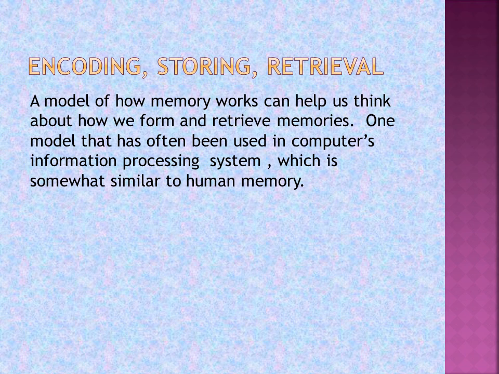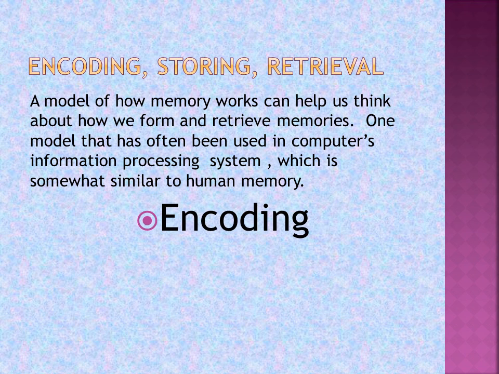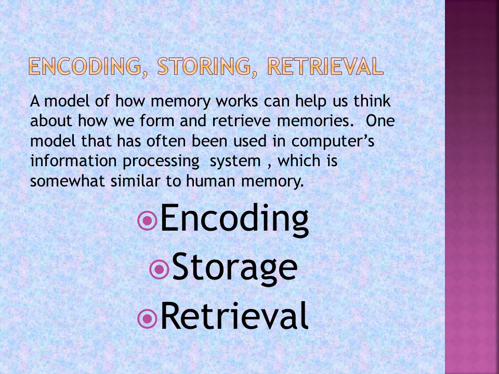A model of how memory works can help us think about how we form and retrieve memories. One model that has often been used is the computer information processing system, which is somewhat similar to human memory. So to really understand memory, they compare our memory to a computer. First, we encode the information: you type on the keyboard, in a document, the information you want to save. Second, you store it, you save it somewhere. And lastly, you're able to retrieve that information if needed.